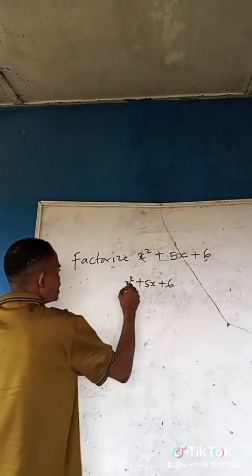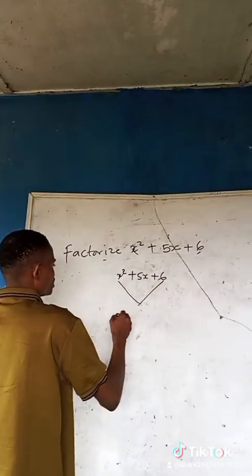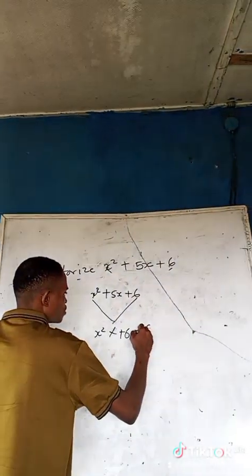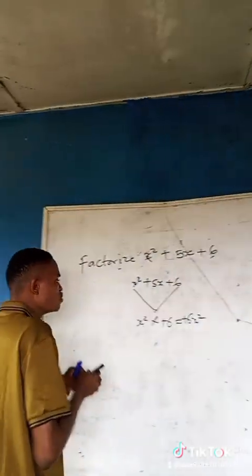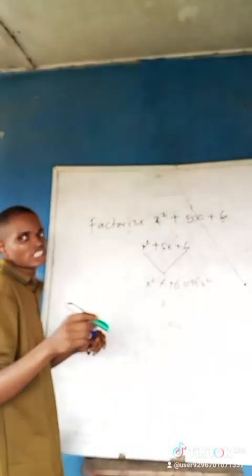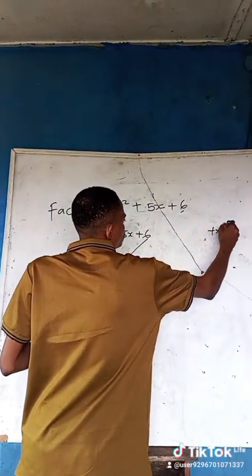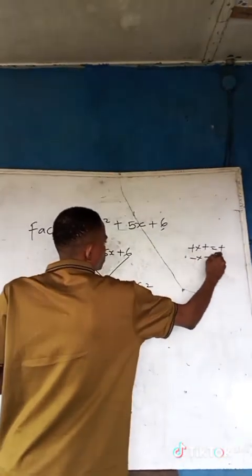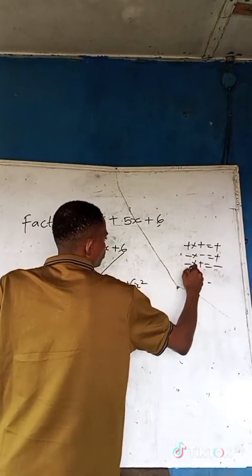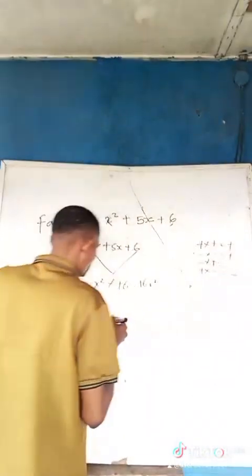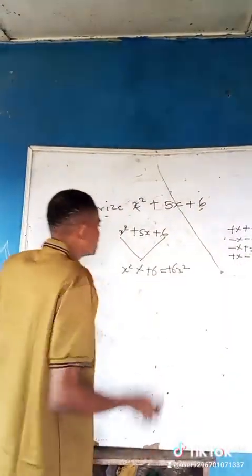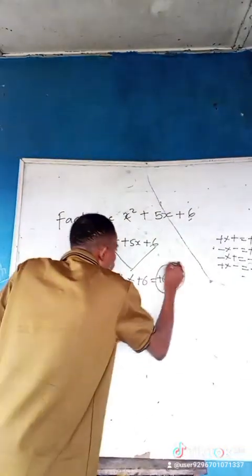You multiply this x squared to this, that is x squared times plus 6, so the answer is plus 6x squared. We have plus times plus is plus. Now the rules of indices: plus times plus is plus, minus times minus is plus, minus times plus is minus, plus times minus is minus. These are the rules we are going to use when we are solving the factorization method.